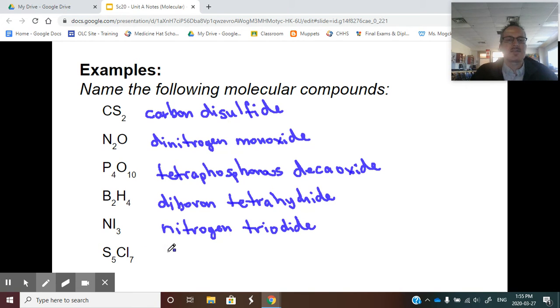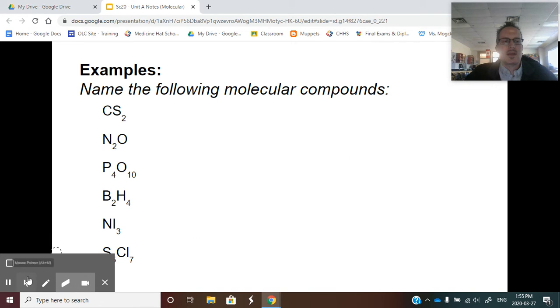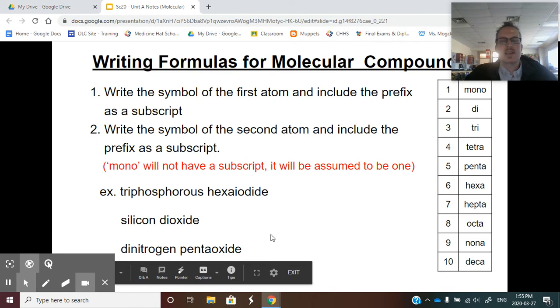And then 5 sulfurs would be pentasulfur. And then 7 is hepta. And then chlorine is chloride. So pentasulfur heptachloride. Hopefully you got all 6 right. So I'm going to clear the screen. And I'm going to move to the next screen.